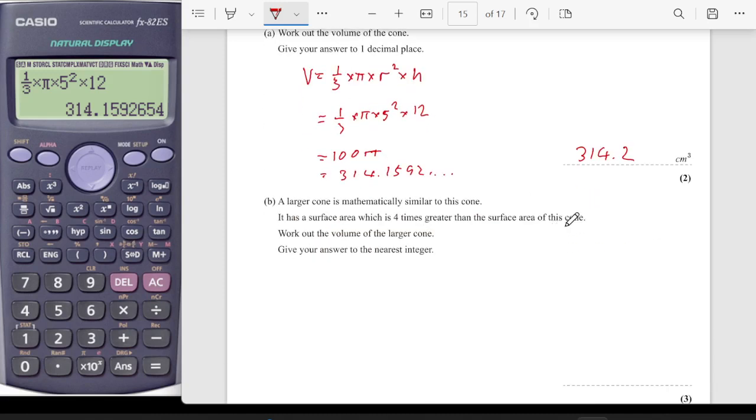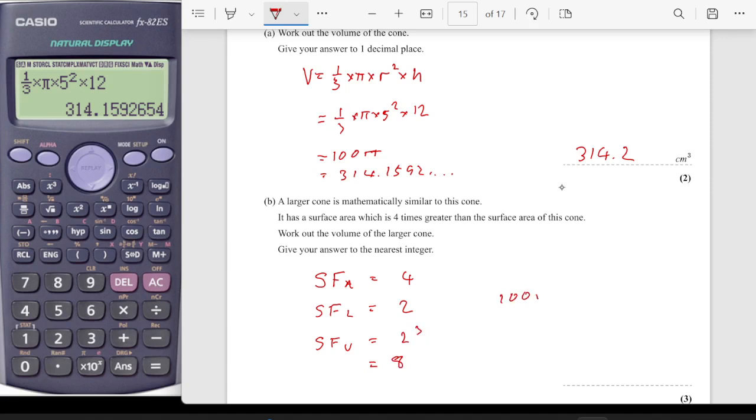So a larger cone is mathematically similar to the cone. It has a surface area which is 4 times greater than the surface area of the cone. Work out the volume of this larger cone. So if the scale factor for the area is equal to 4, then the scale factor for the lengths is going to be the square root of that, 2. So the scale factor of the volumes is going to be 2 cubed, which is 8. So it's going to be 8 times as big.